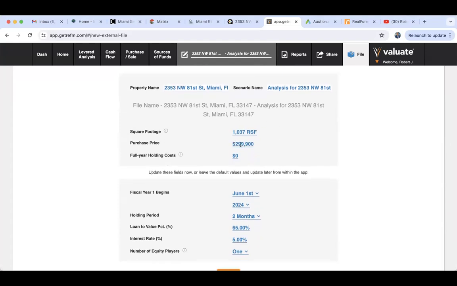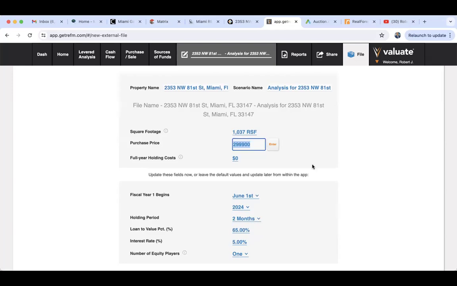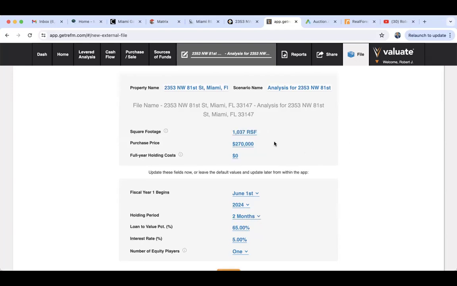First thing we're going to do is determine the purchase price. So we've seen that this property has had several issues trying to sell in the last year, and it is currently still listed at $299,900. Let's go ahead and say that we win this property at $270,000, right? We submit an offer, it gets accepted, and we're going to purchase this property at $270,000.